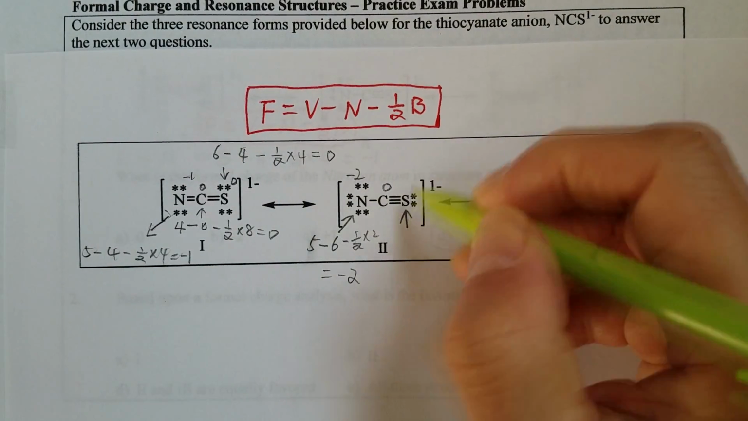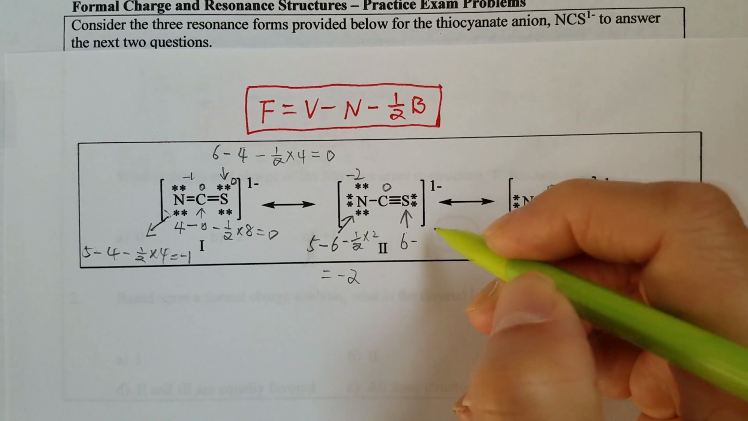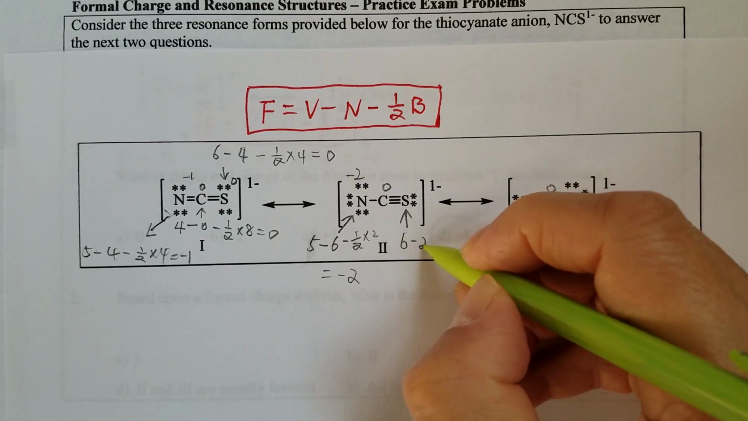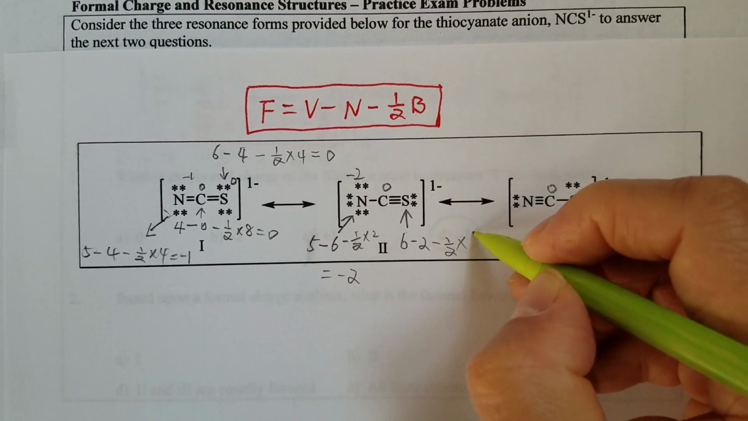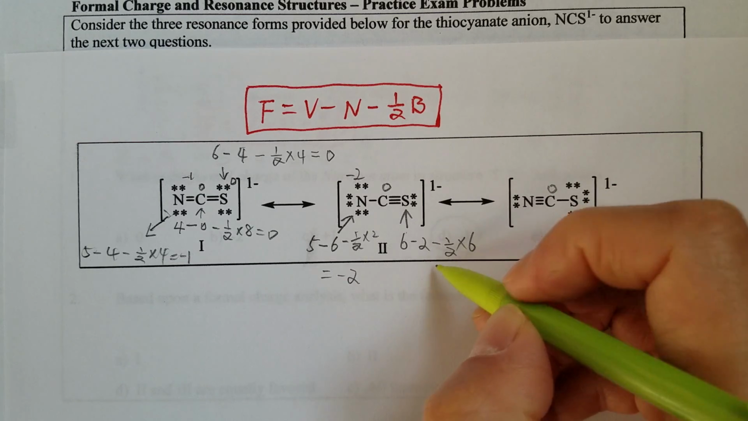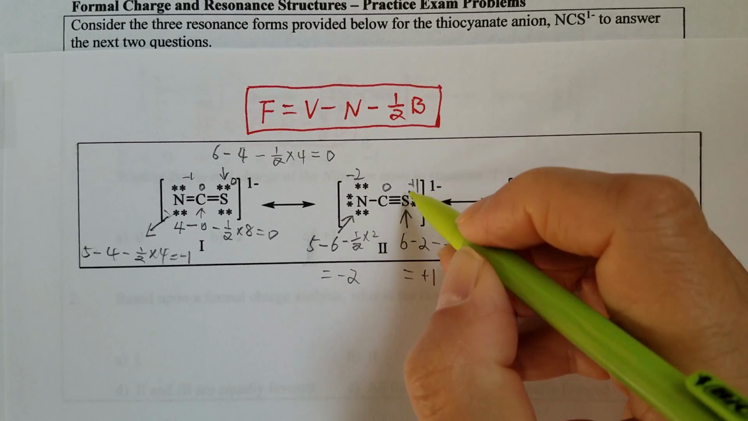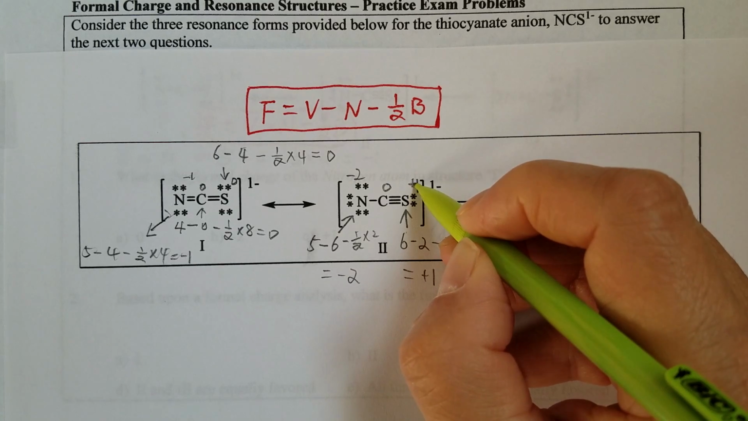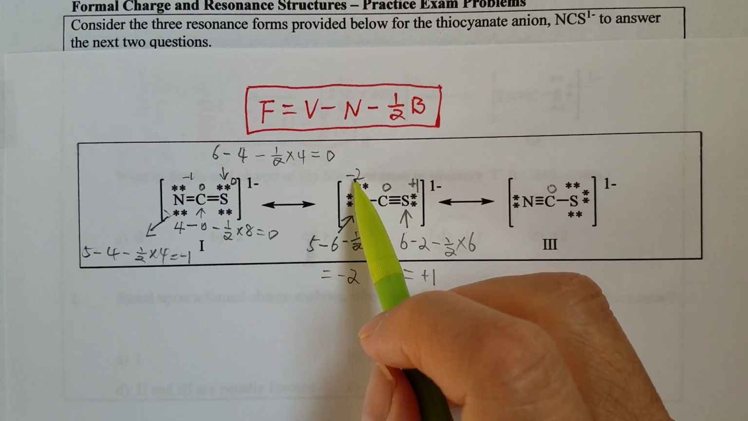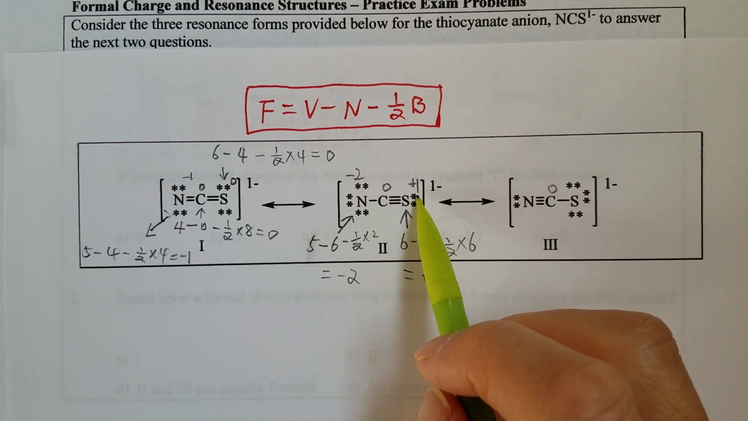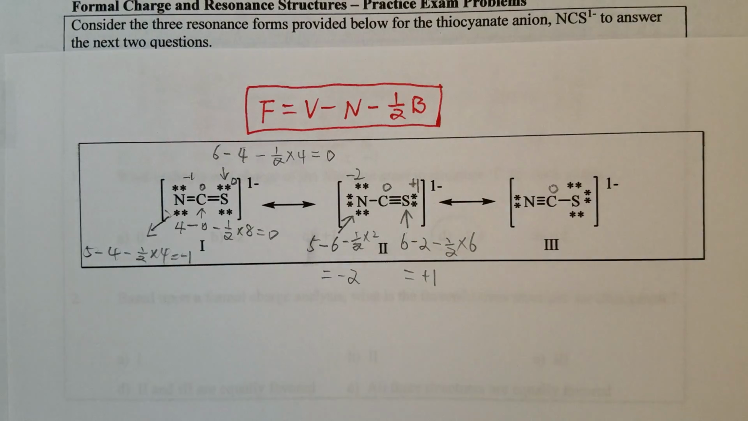Now for this sulfur, number of valence electrons, this one does have 6 valence electrons, non-bonding 2, bonding, that's 6. And that should give us +1. Now let's find out the sum of the formal charges of the 3 atoms in this polyatomic ion. -2, 0, +1. So therefore the overall charge is 1 minus.